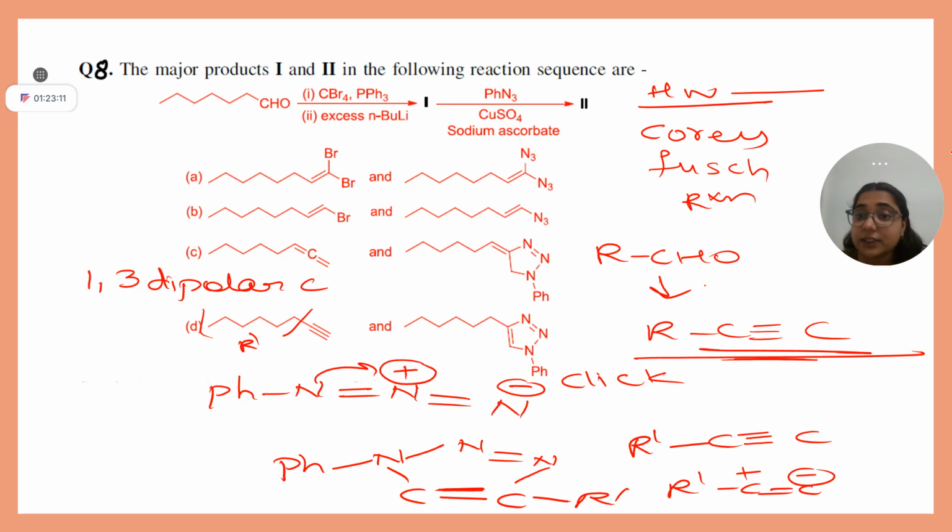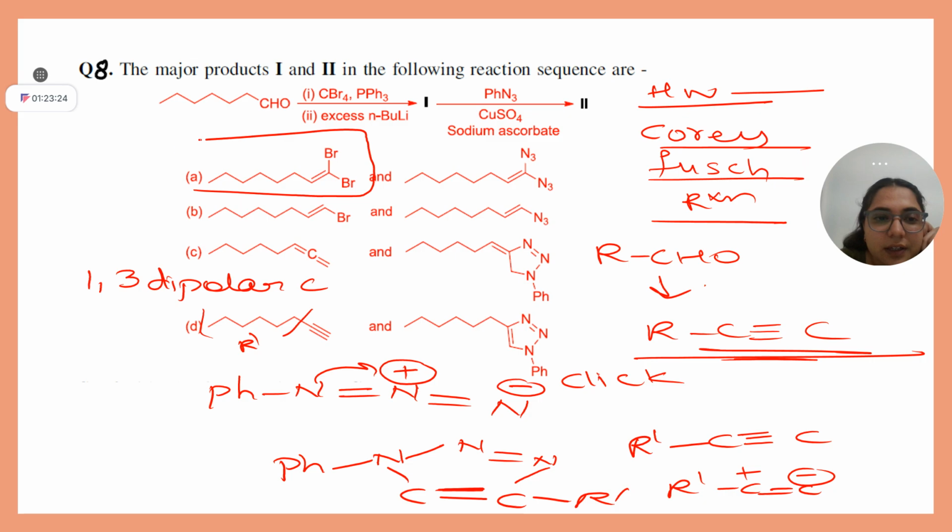Very good. But please read the mechanism for this Corey-Fuchs reaction. Actually, with CBr4 and PPh3, first it forms this. Then, in the presence of excess n-butyl lithium, metal halogen exchange takes place. Read the whole mechanism, then I will discuss it in the next class. It will be more clear to you.